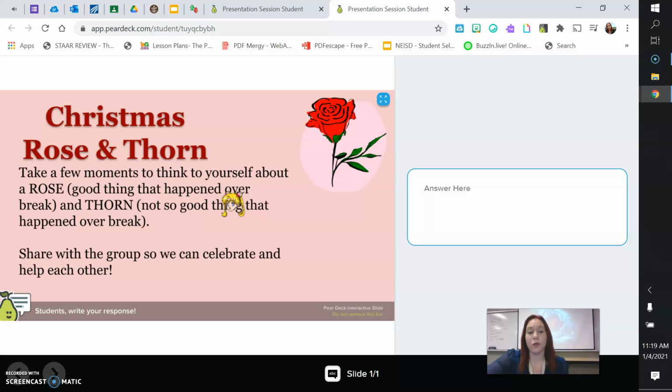So I want you to take a few moments to think to yourself about a rose. If you guys remember, a rose is something good. So I want you to think about something good that happened to you over break, and then think about a thorn, because life isn't always good and it's not always roses. Even roses have thorns. So something maybe not so good happened over break. So go ahead and think about, what is that something that happened over break that maybe could have gone better? Something that you weren't so happy about.